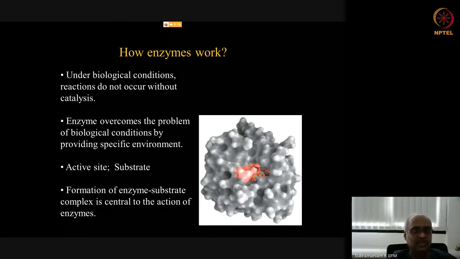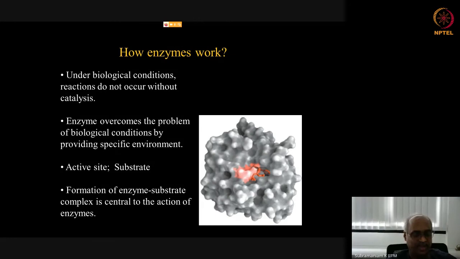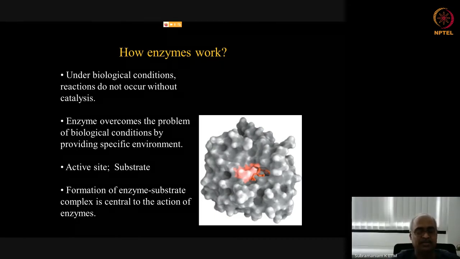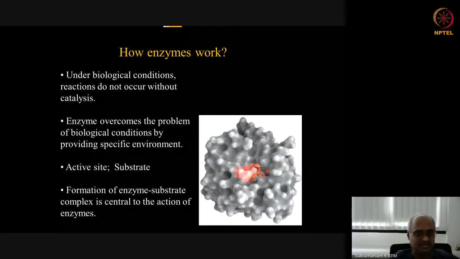So this variety of interactions that happen, multiple interactions, okay, that happen between the substrate and enzyme groups is central to the action of enzymes. Okay, so that's a main point. So this is really the crux of the enzyme substrate binding and conversion of substrate to product. This is central to enzyme based catalysis.